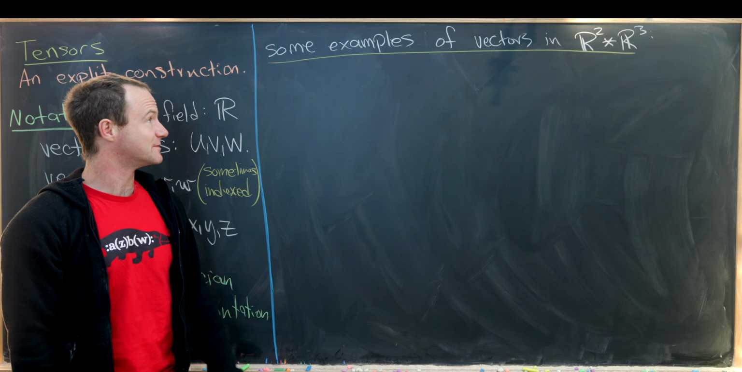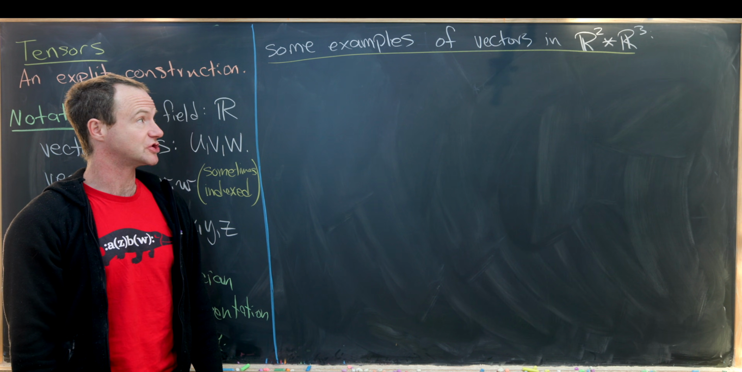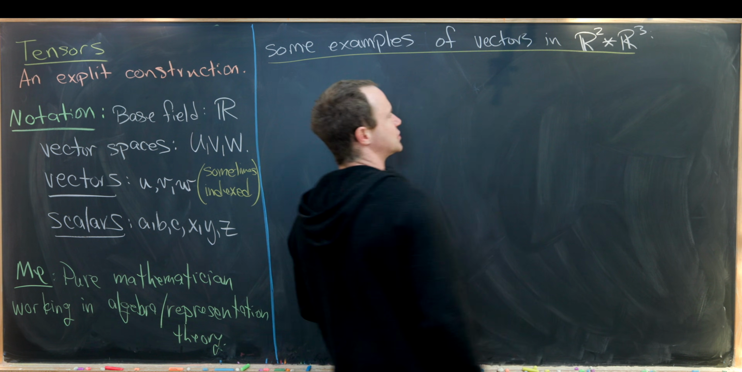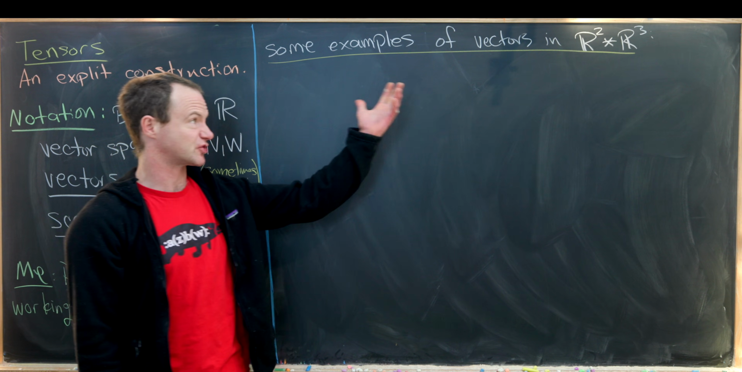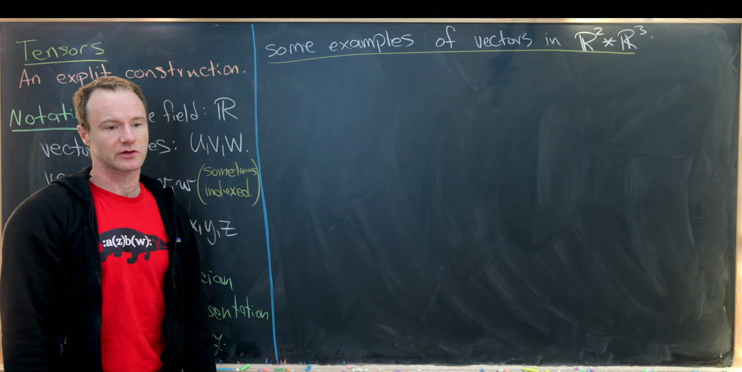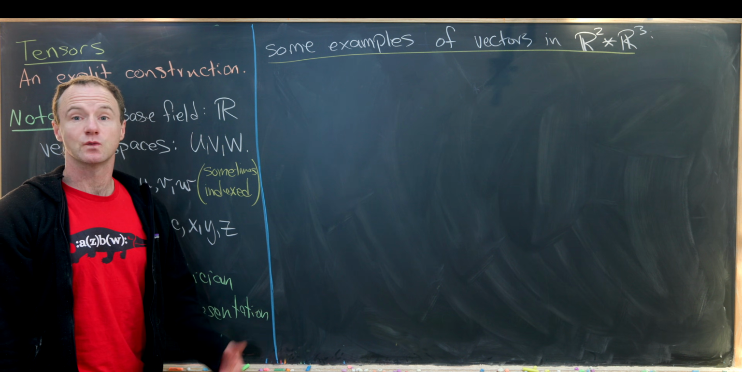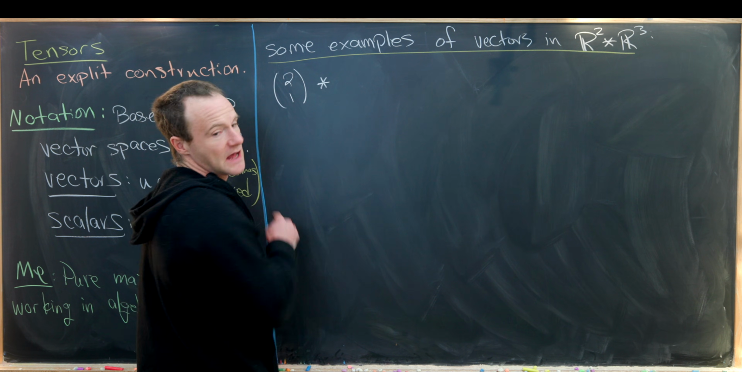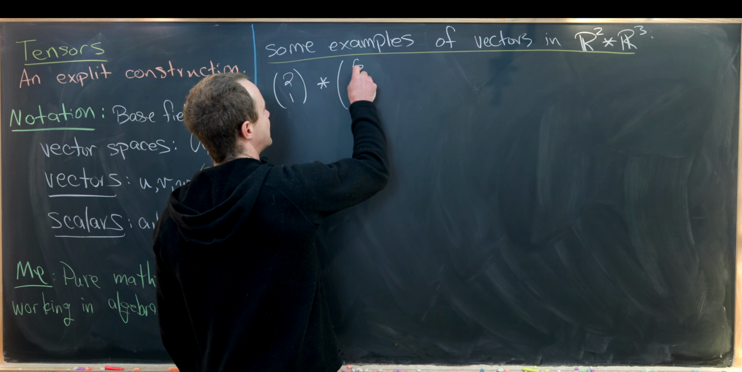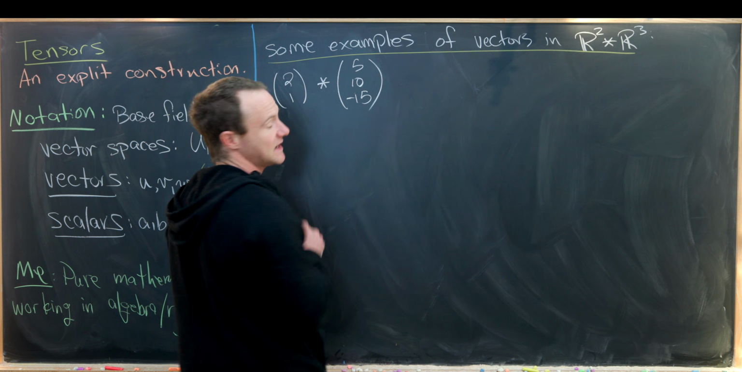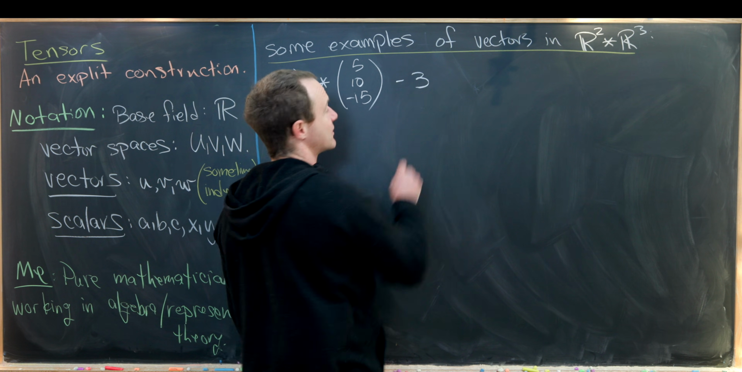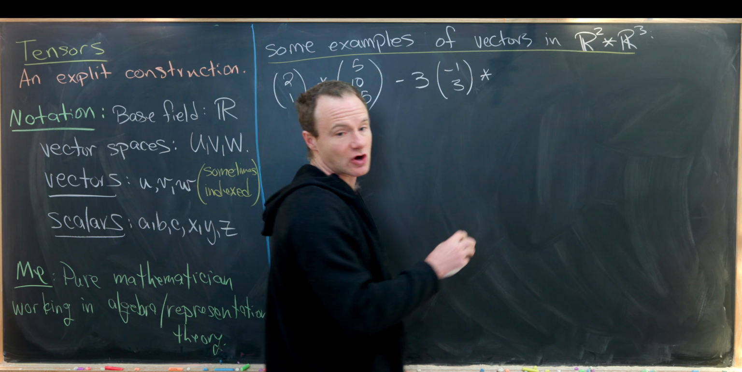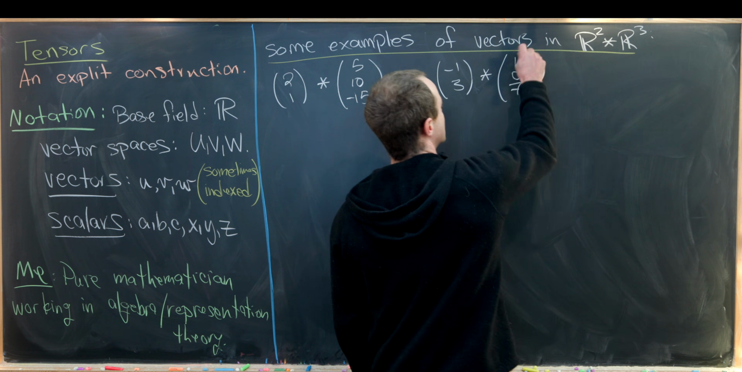Okay, so now let's look at some examples of vectors in R2 star R3. Recall that before we labeled R2 as V and R3 as W, but now we'll just rewrite it as R2 star R3 for simplification. So here's one example of an element. We could take the vector (2, 1) and then star it with the vector (5, 10, -15), and then maybe subtract 3 times the vector (-1, 3) starred with the vector (1, 0, 7).